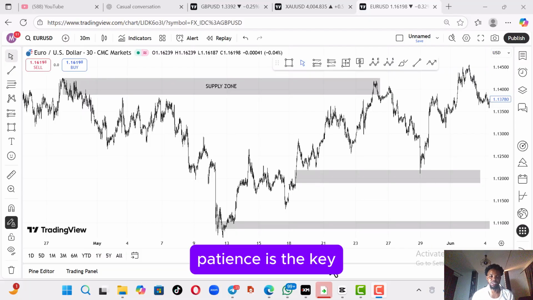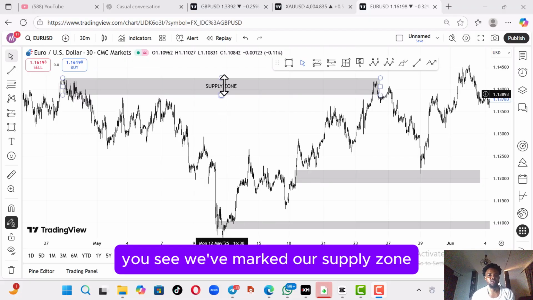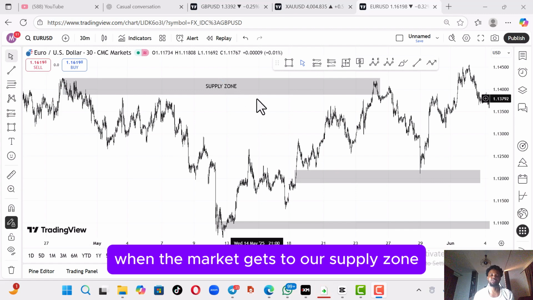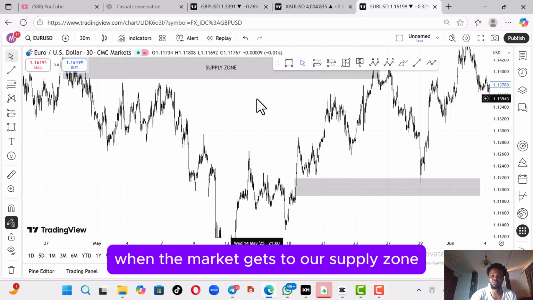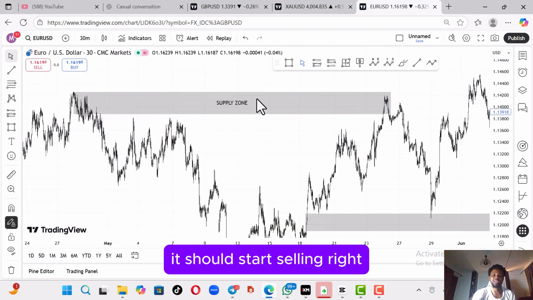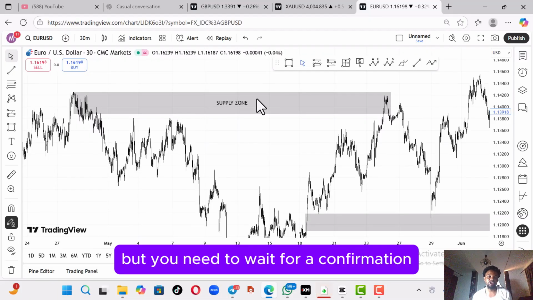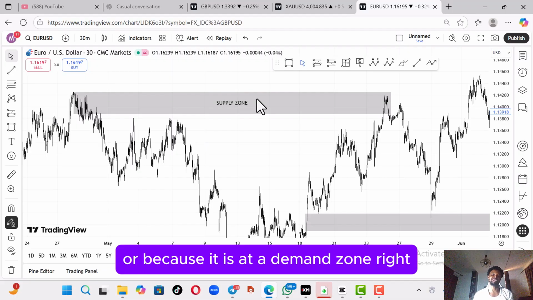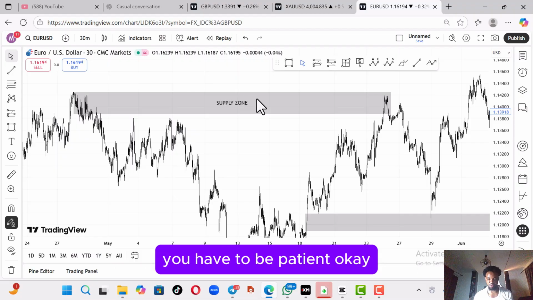Patience is the key. You see, if we've marked our supply zone, our expectation is when the market gets to our supply zone, it should start selling, right? But you need to wait for a confirmation. You don't just start selling because it's at a supply zone or because it is at a demand zone, right? You have to be patient.